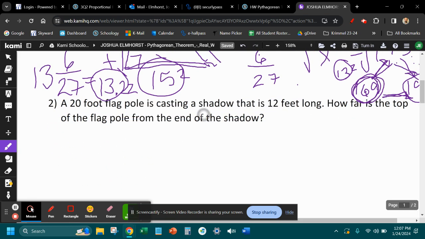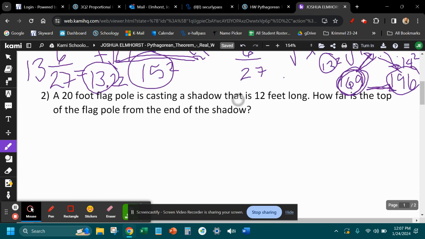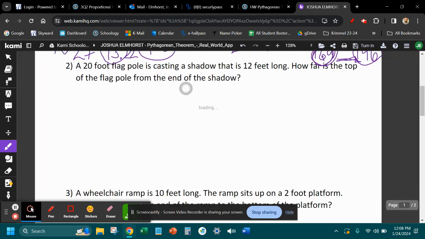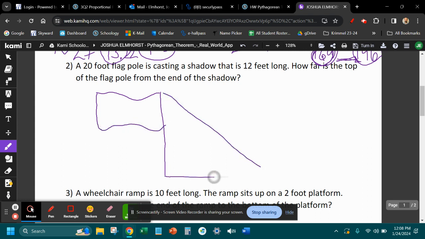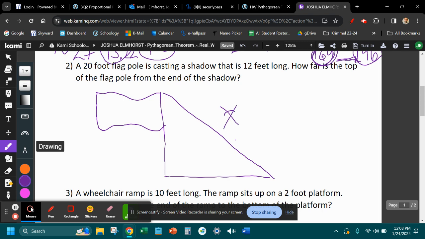Okay, we've got a flagpole casting a shadow. How far is it to the top of the flagpole from the end of the shadow? So if you are ever so inclined, you can draw a little flagpole. And how far is it from the top of the flagpole to the end of the shadow? So here's your question mark. How long is it? And we can represent that with X. The flagpole is 20 feet tall with a 12 foot long shadow.